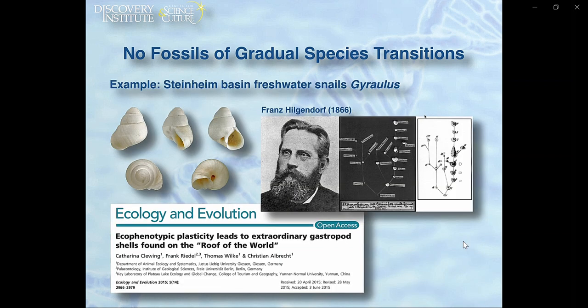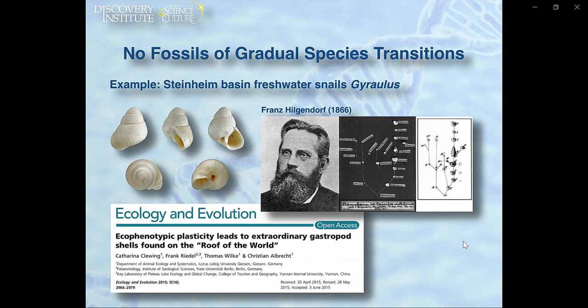And the same with the only other example for gradual species-to-species transition, and it was developed by Franz Hilgendorf in the 19th century. He made the first phylogenetic tree based on fossils, and he did it with fossil snails from the Steinheim Basin in Germany. And there has been early critique that this tree of gradual transitions of different snail species actually is not a tree of different species, but that they all belong to the same species and simply represent different ecophenotypes.